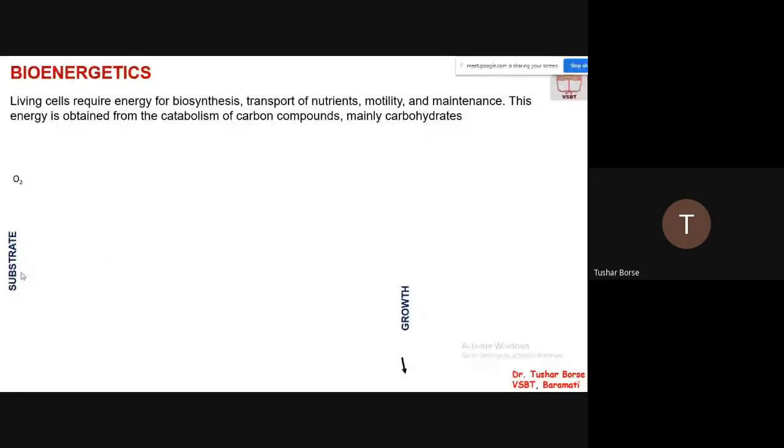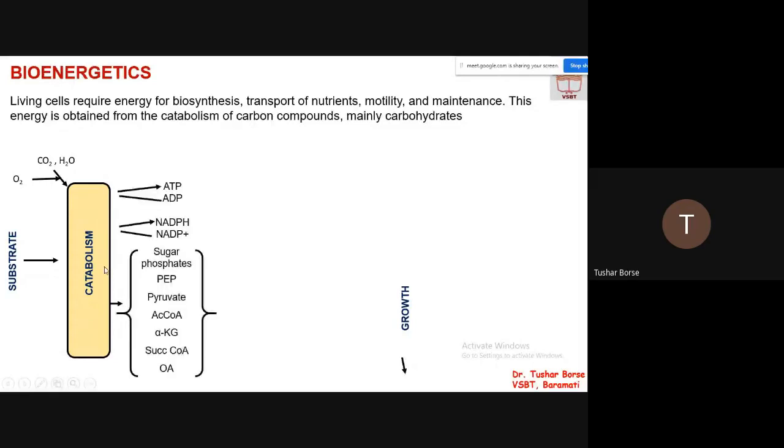So this substrate, maybe in the presence of oxygen, carbon dioxide, water, some things, which is entering into the cell, will undergo a process called catabolism. Through catabolism, what do you get? You get different types of precursors, different types of carbon compounds. Along with that, you get energy in the form of either ATP or NADPH or NADH, any kind of thing will be there.